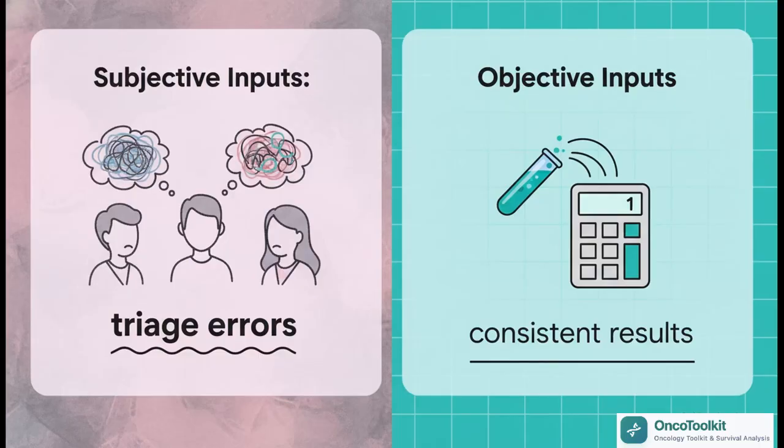But this slide right here gets to the fundamental problem with Child-Pugh. It depends so heavily on subjective inputs, like trying to grade the degree of ascites or encephalopathy. You could have two excellent clinicians assess the exact same patient and come away with two different scores. And that lack of reproducibility can lead to major triage errors. That's why we have to lean on objective, consistent lab markers instead.